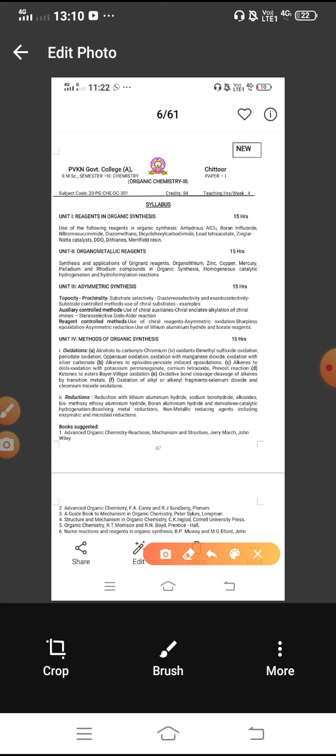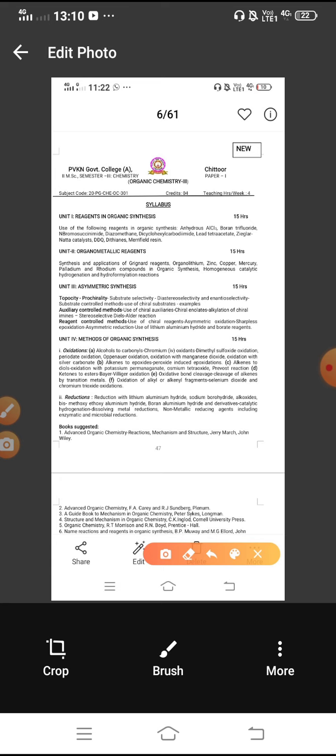Next one, unit 3, asymmetric synthesis. We will discuss it later because it is a very difficult topic. So next, unit 4, very very important for competitive examination purposes. See here, oxidations and reductions. Part 1 is oxidation and reductions.